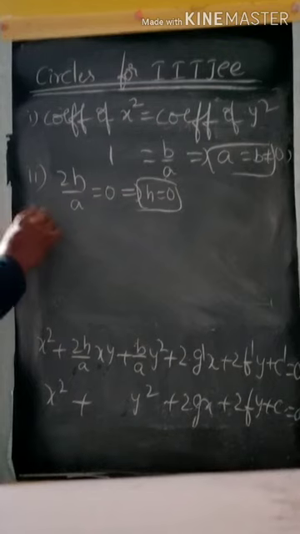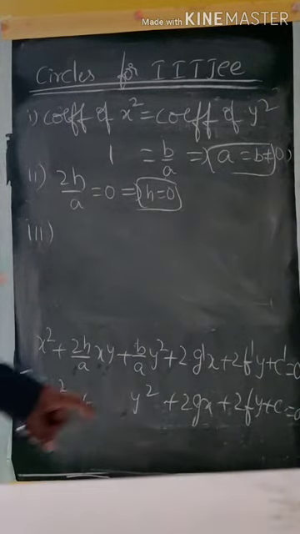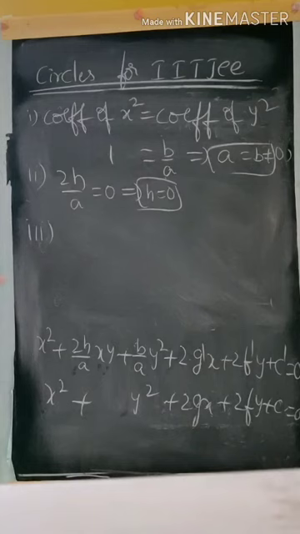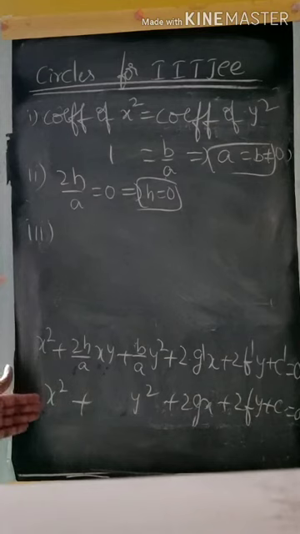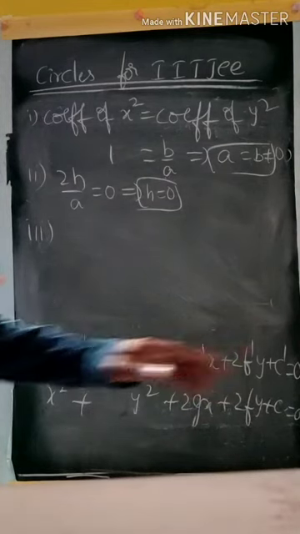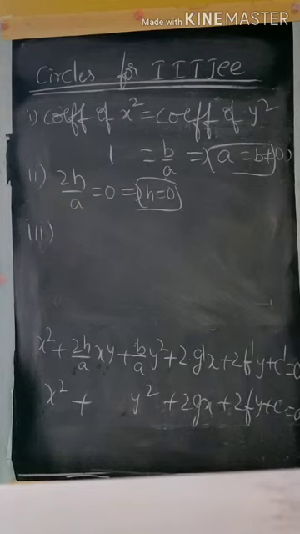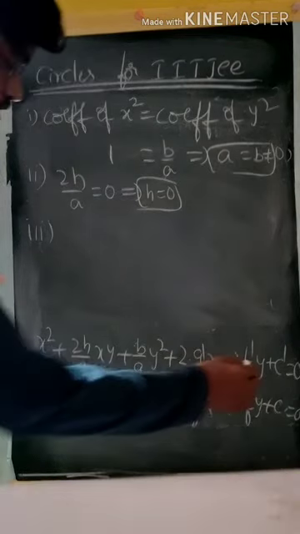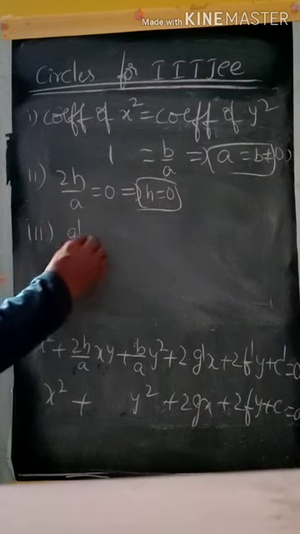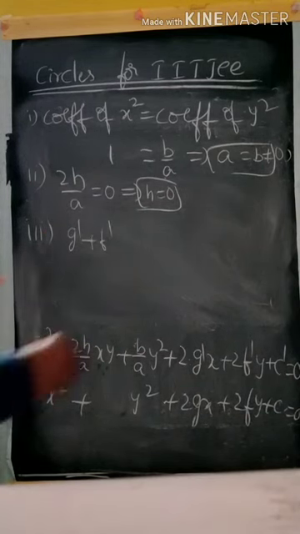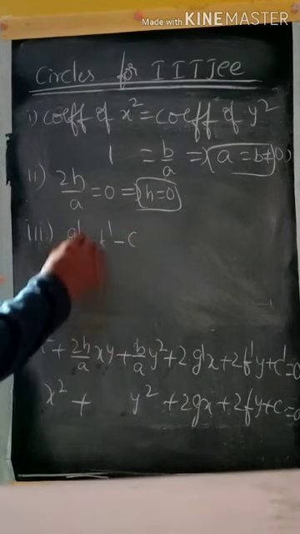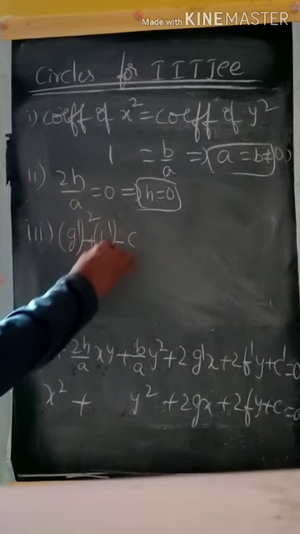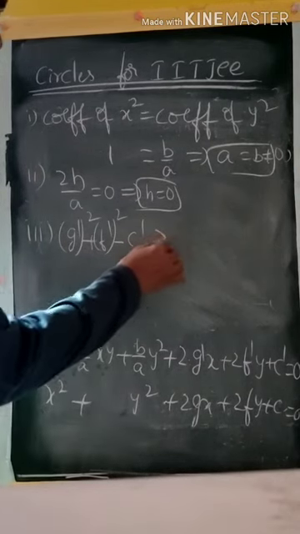Next, third condition. What is given? 2gx + 2fy + c = 0. Then we know the condition we discussed just now before this concept: x² + y² + 2gx + 2fy + c = 0 represents a real circle if and only if g² + f² − c ≥ 0. So as per this condition, g'² + f'² − c' ≥ 0.